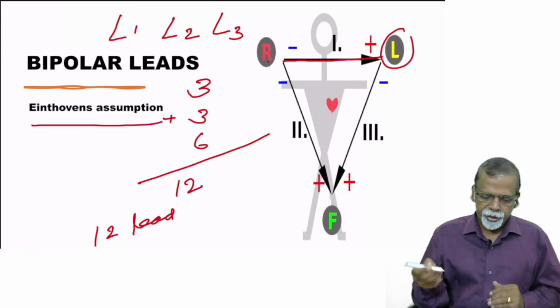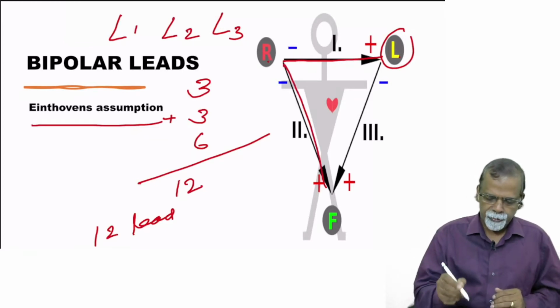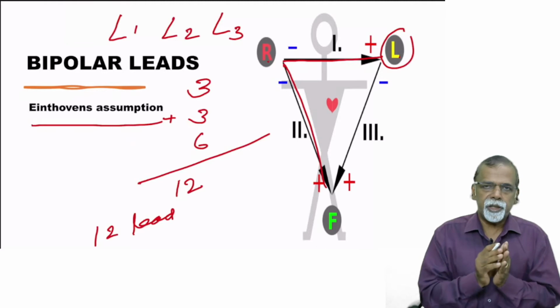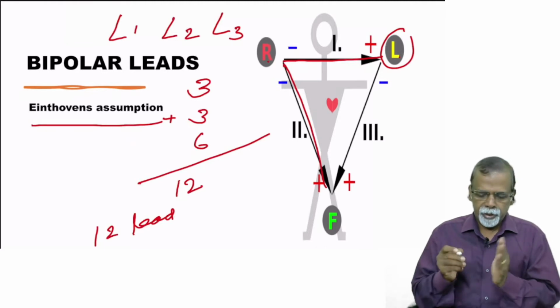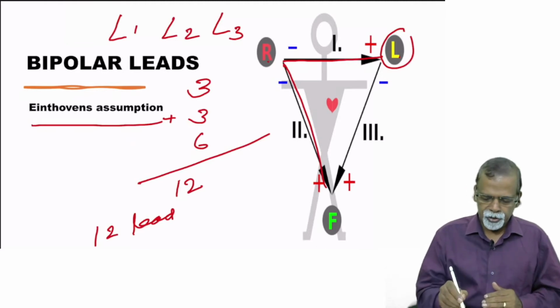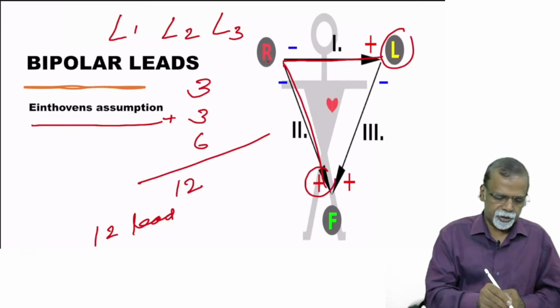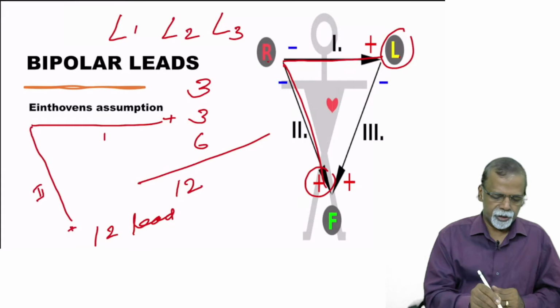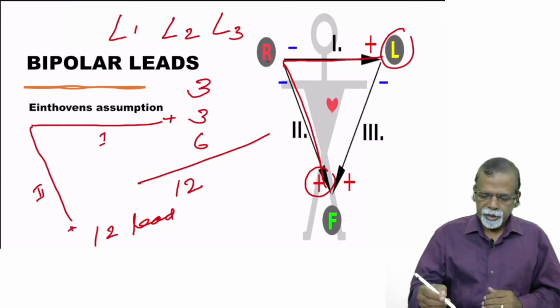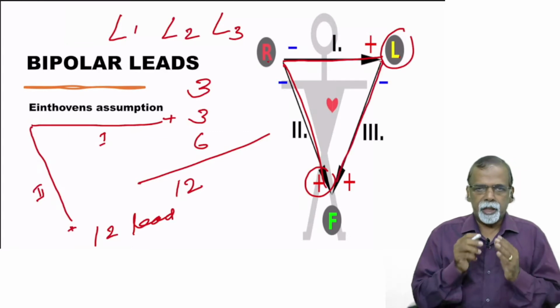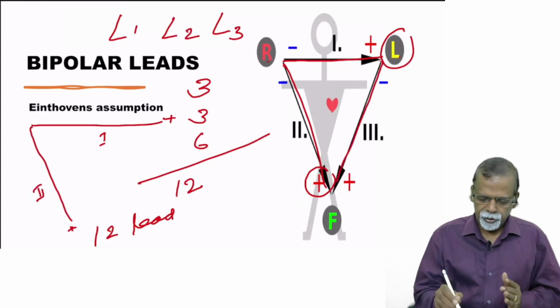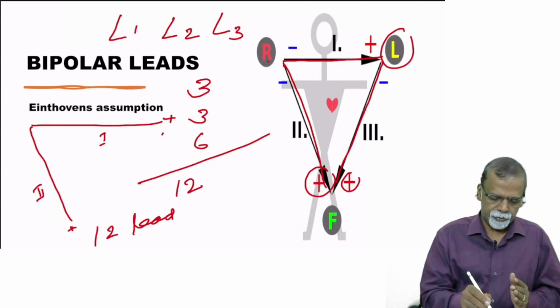So let us look at lead 2. Lead 2 is the potential difference between the right arm and left foot with the positive pole on the foot. So this is how you represent it. This is lead 2 and this is lead 1. And lead 3 is the connection between the left arm and left foot, again with the positive on the foot.